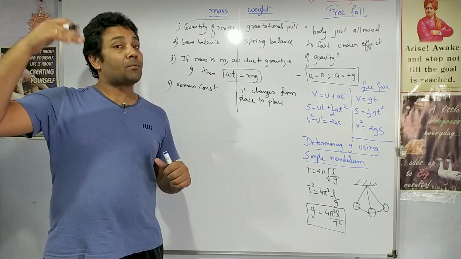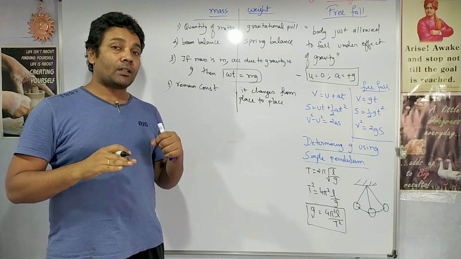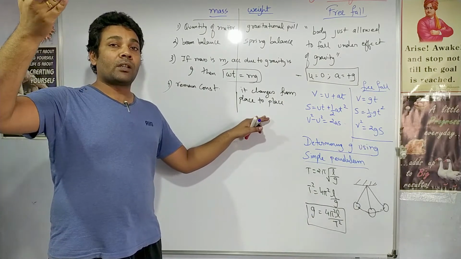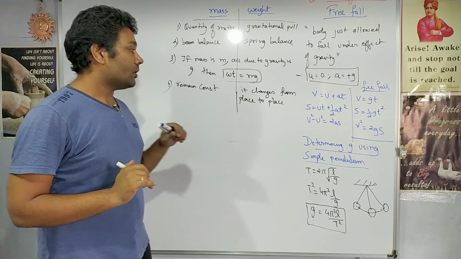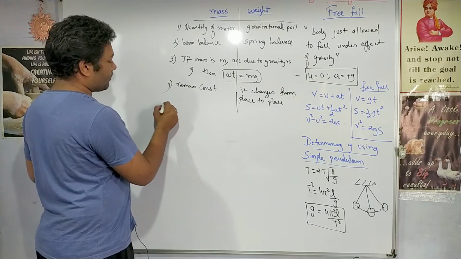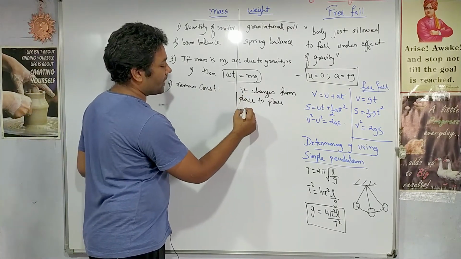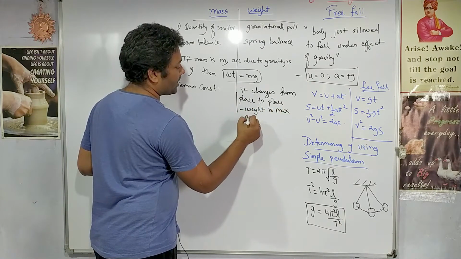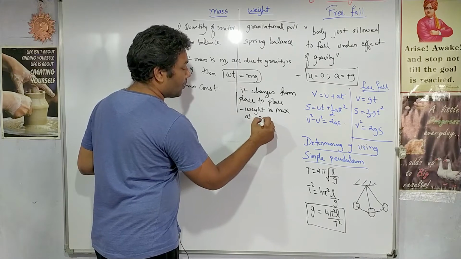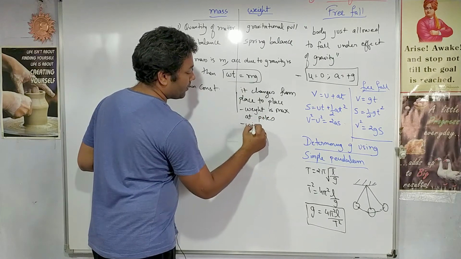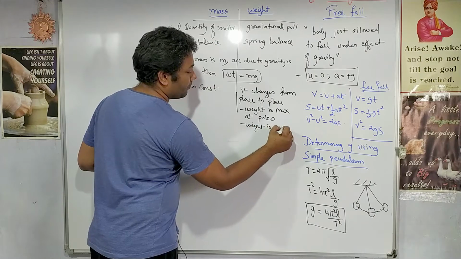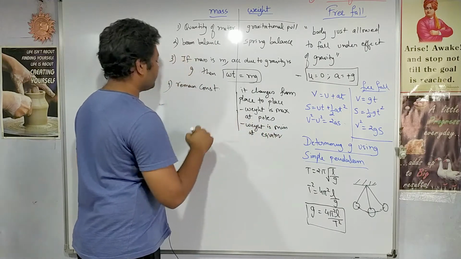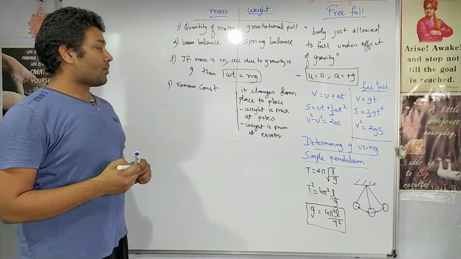Gravity is maximum at the poles, right? Minimum at the equator. So obviously a person will feel more heavy on the poles and will feel less heavy on the equator. So that point also we can add here. It changes from place to place. Weight is maximum at poles and weight is minimum at equator, right? So that is the difference between mass and weight.